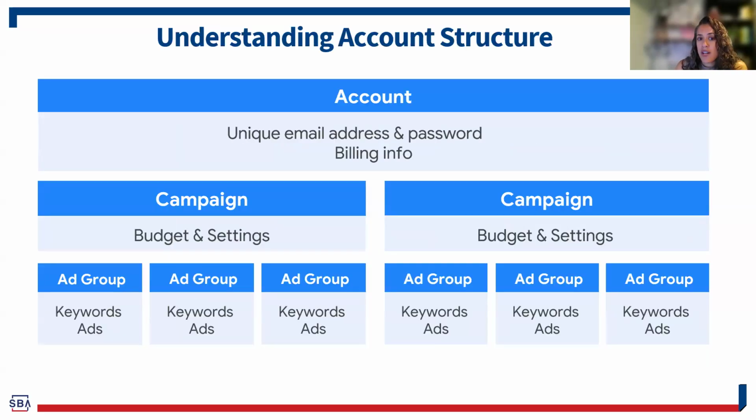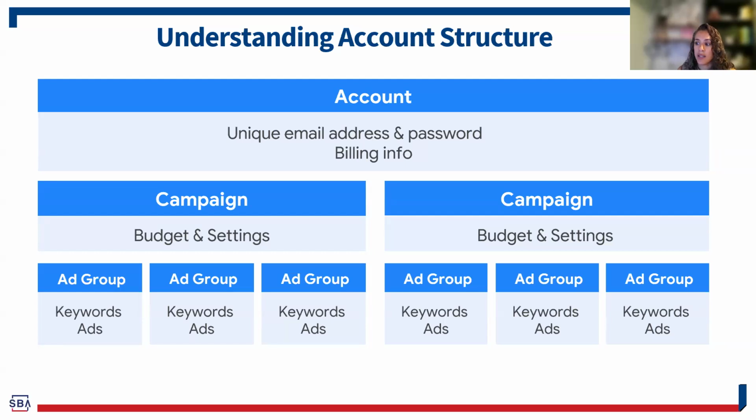This is what your account structure will look like, right? So your account holds all of your information, your billing, your addresses and password, and then you'll have campaigns. And at the campaign level, you control budgets and settings. The settings are locations, time of day, all of that, right? And then each campaign can have multiple ad groups. So say you have a campaign in America and a campaign in Canada, right? You want to keep them separate.